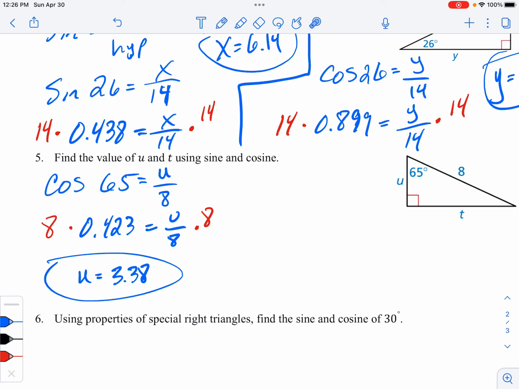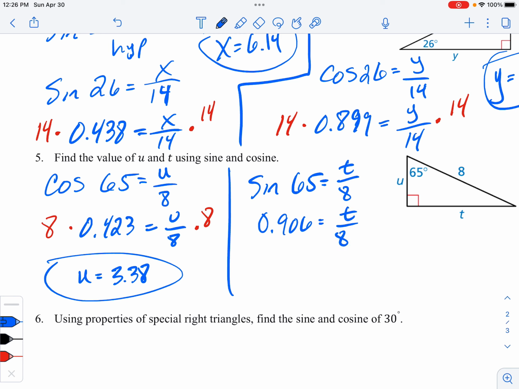Similarly for t, if we're still using the angle 65, t is opposite, 8 is hypotenuse, so the sine of 65 equals t over 8. Sine of 65 is 0.906 equals t over 8. Multiply both sides by 8. And we should get about 7.25. T equals 7.25.